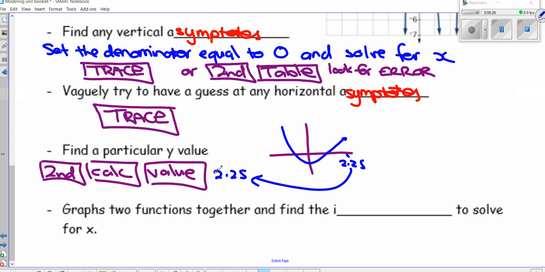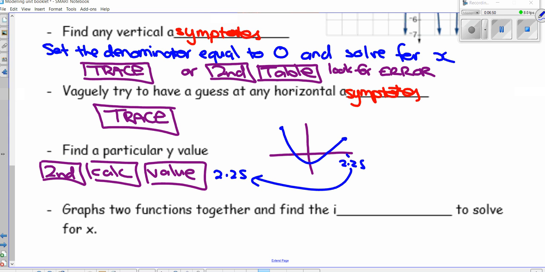But if you want to find the height at any other value of x, you can do it the same way. Second calc value and type in whatever the x is, and it'll give you its height, its y value. So that's helpful for extreme points, like what is the exact height of that point, what's the exact height of the other extreme point, so that when you're graphing you can't lose marks for it.